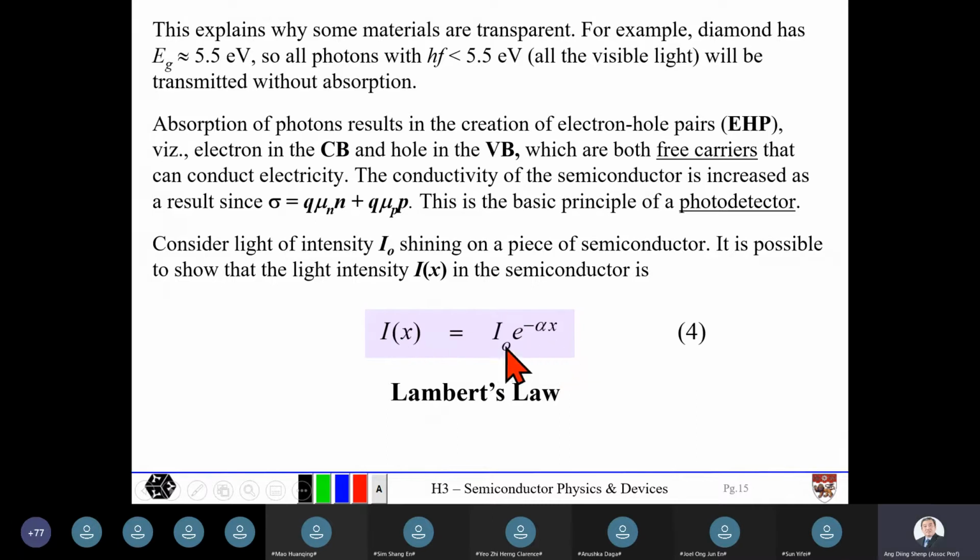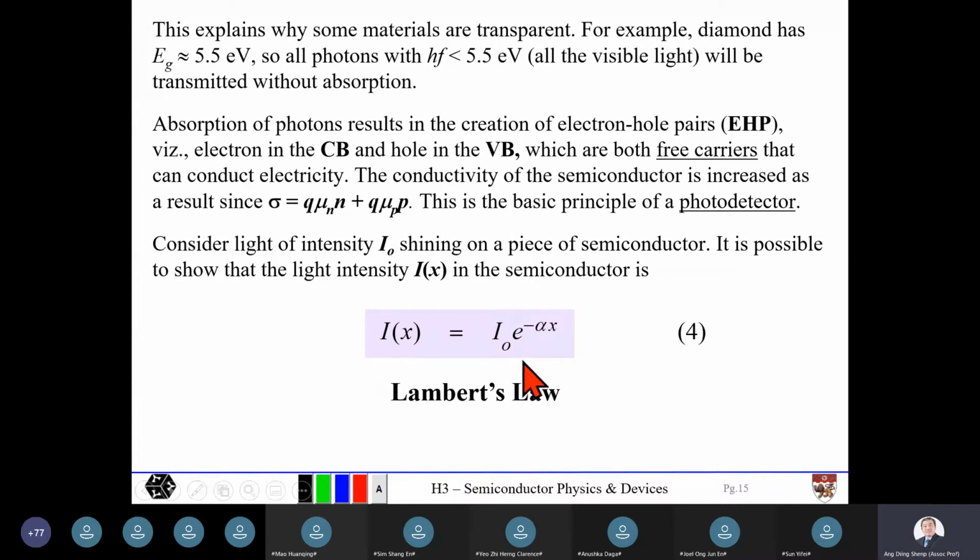So I0 here is the initial intensity, and I as a function of x, where x refers to the distance into the semiconductor. The intensity of light after it travels a certain distance into the semiconductor will have decayed to a much lower value, described by I0 times an exponential term, e to the power minus alpha x. Alpha is called the absorption coefficient. It is a measure of how strongly the light is absorbed.